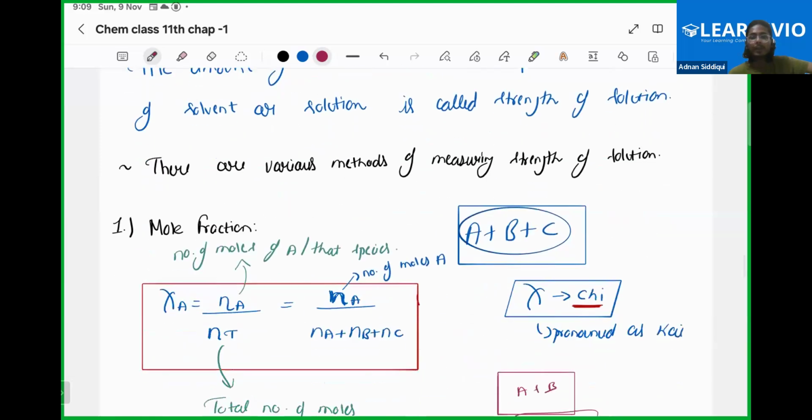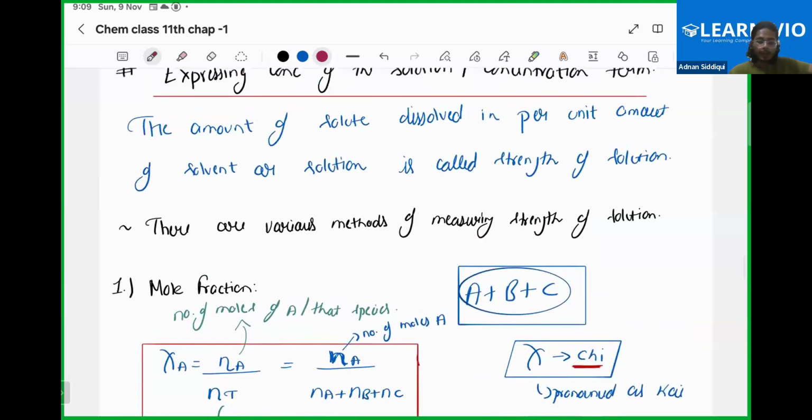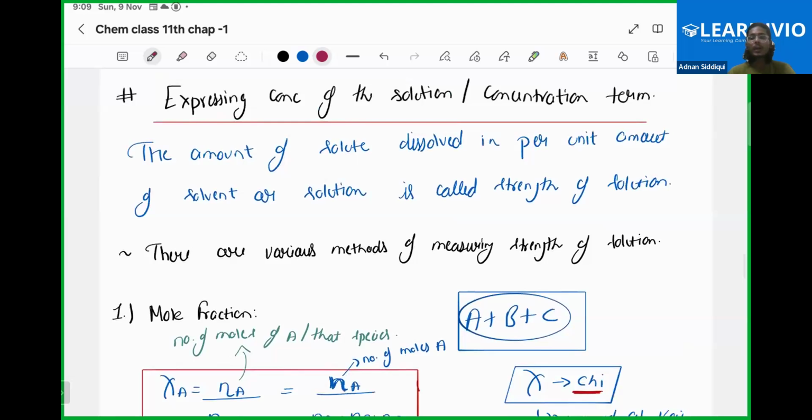So now we will talk about different types of mole fraction. And before it, how you can express the concentration of a solution. The amount of solute dissolved per unit amount of solvent or solution is called the strength of a solution. Suppose you have a glass with 10 ml of water, and you transfer a lot of sugar, so that solution will be concentrated. The amount of solute is going to decide how concentrated your solution is going to be. If the solute is more, it is more concentrated; if solute is less, it is less concentrated.